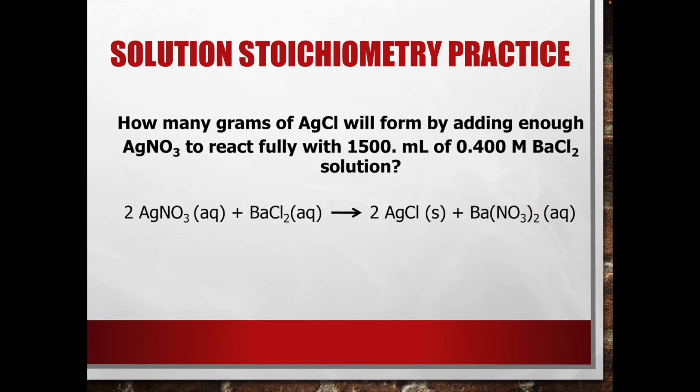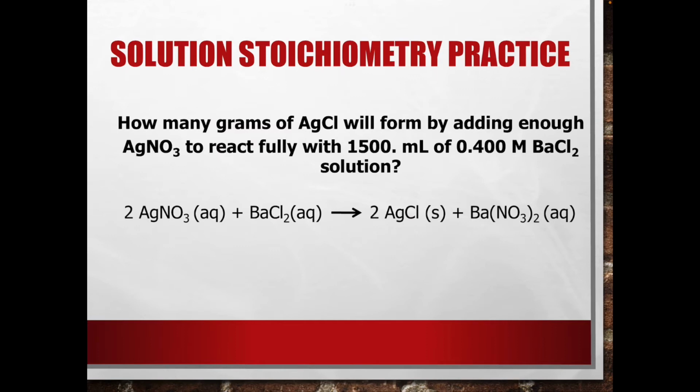Alrighty, let's go ahead and try one. This says, how many grams of silver chloride will form by adding enough silver nitrate to react fully with 1,500 milliliters of 0.4 molar barium chloride solution. All right, so this is a lot of information, okay?